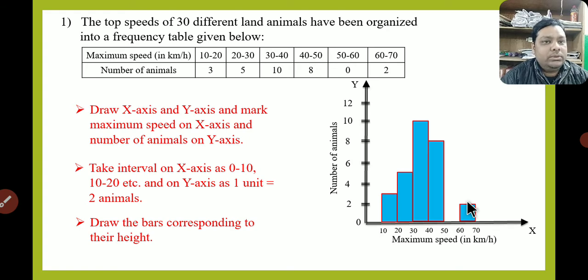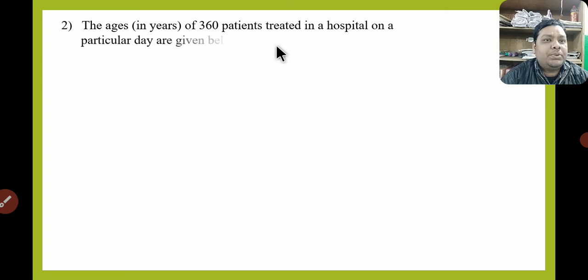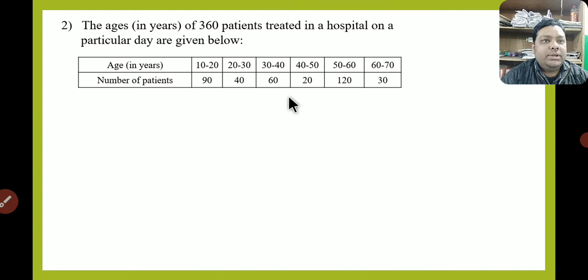Okay dear. Now after that let's move to the next question. The ages in years of 360 patients treated in a hospital on a particular day are given below. You can see this is the table. Age in years between 10 to 20 there are total 90, 20 to 30 total 40 and so on. So now we have to draw histogram by using this data here.